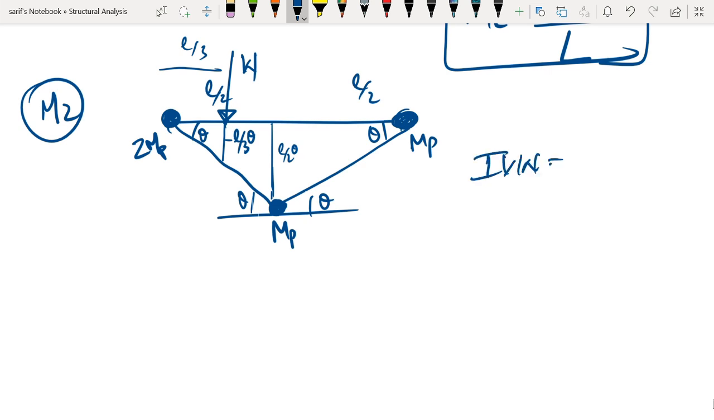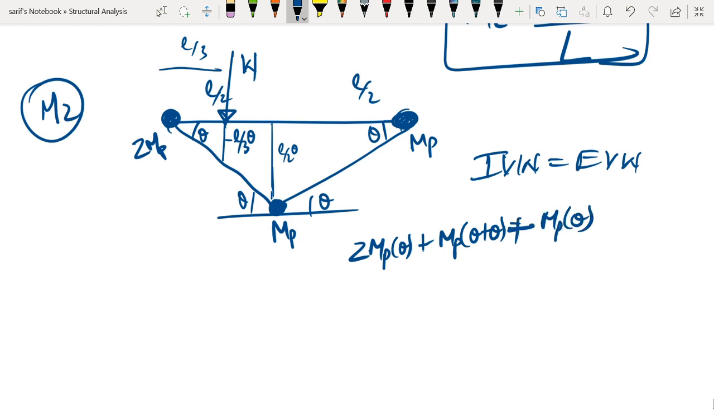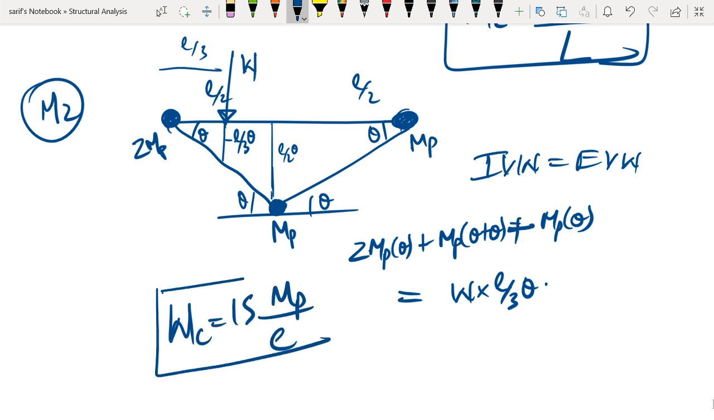Internal virtual work done should be equal to the external virtual work done. So the internal virtual work done is 2 MP into theta plus MP into theta plus MP into theta, equal to W into L by 3 theta. Now if we simplify this, 2 plus 2 is 4, 4 plus 1 is 5. What we are going to get is WC as 15 MP divided by L. So this is the collapse load as per mechanism number 2.